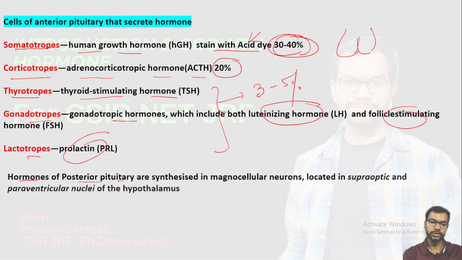Hormones of the posterior pituitary are synthesized in magnocellular neurons located in the supraoptic and paraventricular nuclei of the hypothalamus. All these lines are taken from the standard book, okay? Because in NET, sometimes the direct lines are copied in the question. They give the direct line. That's why I have taken this line directly from the standard book, that is Guyton's Medical Physiology.